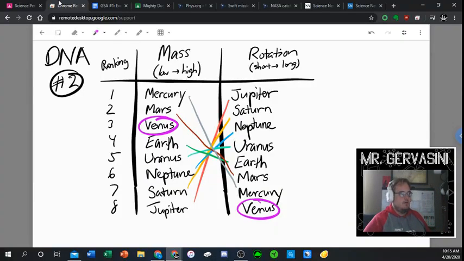So for the most part, for 90% of this chart, it is opposite. The higher a planet's mass, the shorter the day, the shorter the length of time it takes to do one rotation. Venus, however, doesn't follow that. Venus is an outlier. It's an exception to this rule, to this relationship.